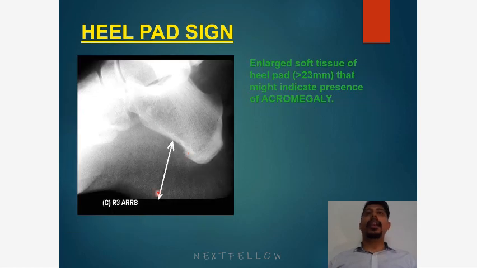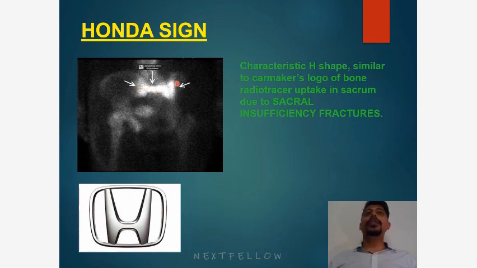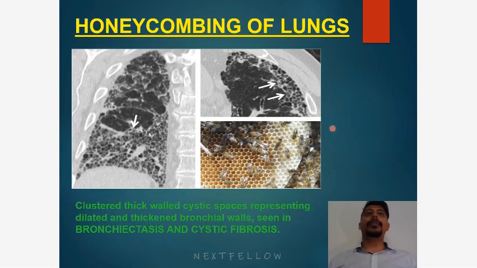Heel pad sign. Enlarged soft tissue of heel pad more than 23 mm is seen in acromegaly. If it is more than 23 mm, that is heel pad sign. Honda sign. This is in the nuclear scan in sacral insufficiency. It gives the appearance of the Honda car maker's logo because of the radiotracer uptake.